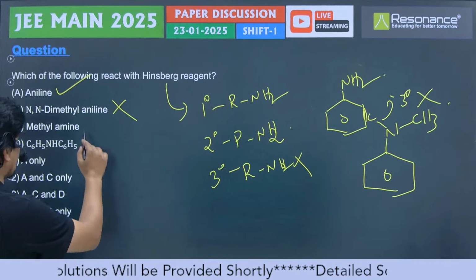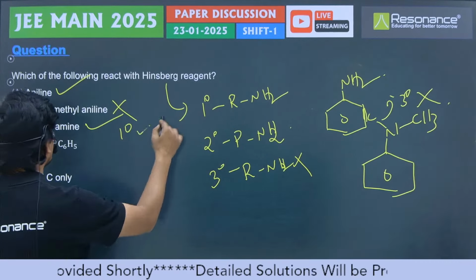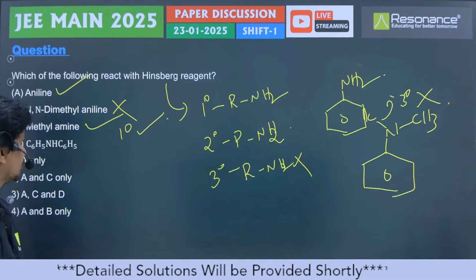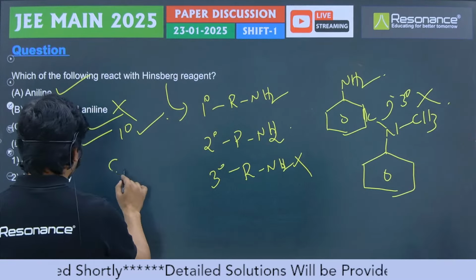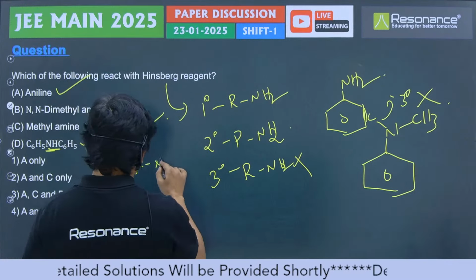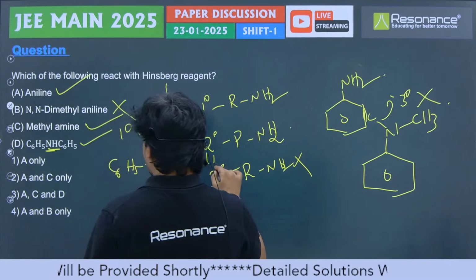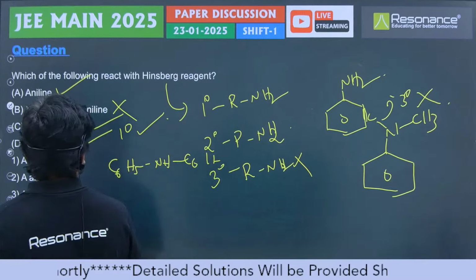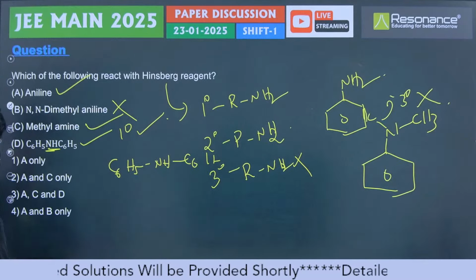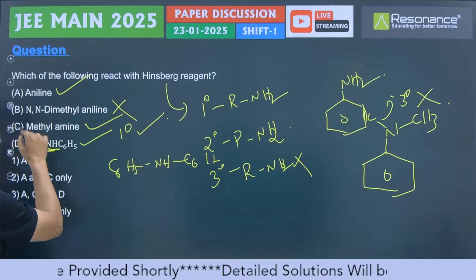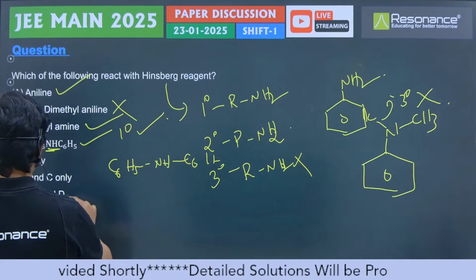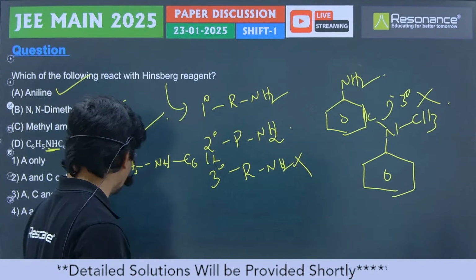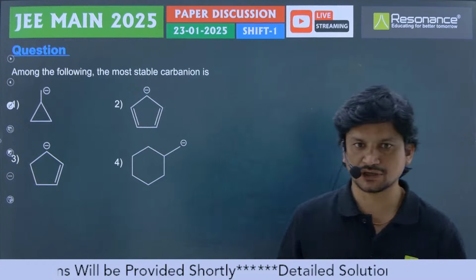And methylamine, obviously it is a 1 degree amine, so it gives the Hinsberg test. And this one also gives it, this is secondary. D also gives the positive Hinsberg reagent test. So the answer is A is correct, C is correct, and D is correct, right? A, C, D, so the option you have to give is the third one. The third one is the right option, right?